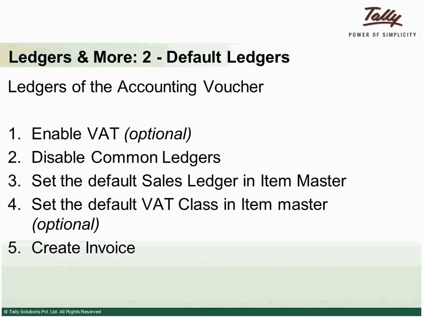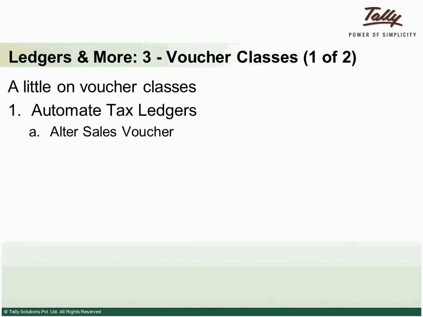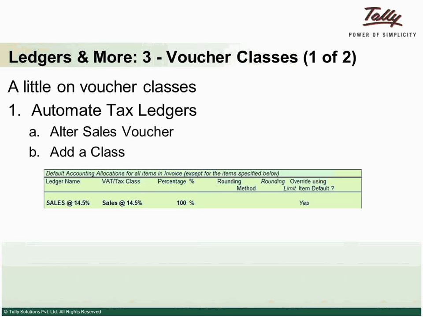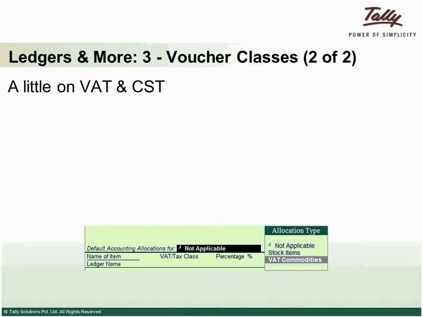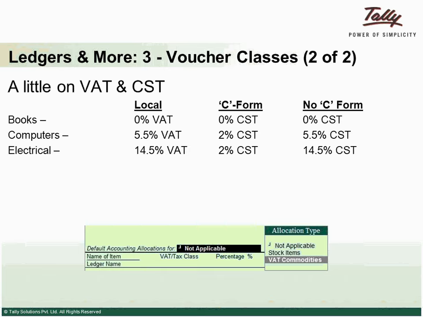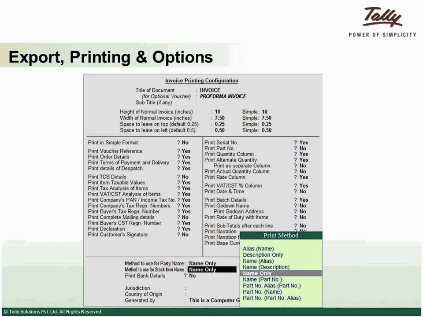Same as common ledgers, we will be setting the default ledgers through the item master and the VAT class for the item master, and we are creating the invoice for the same. So automatic tax ledgers, how they all appear, altering the sales invoice, we will add a class, and based on the default accounting allocation for a stock item or VAT commodities, a little on VAT and CST we will be covering today. So these are some of the best advanced sales capabilities which are available in Tally.